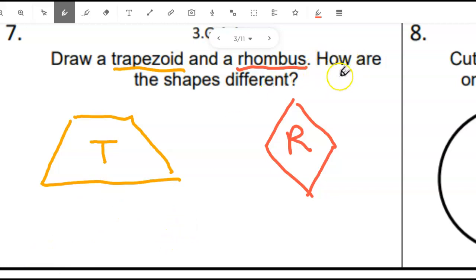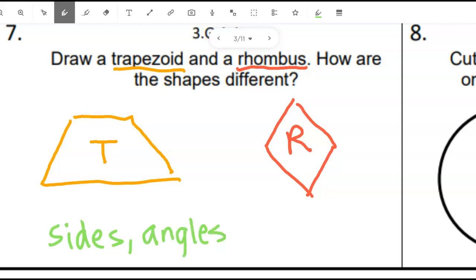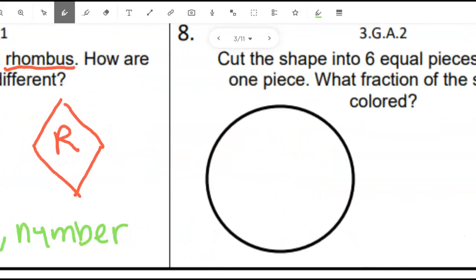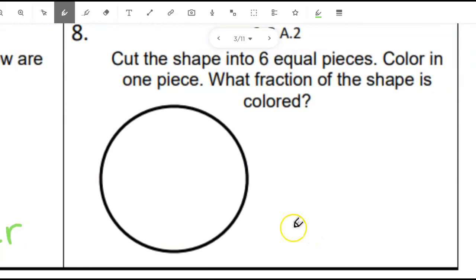Now I want you to answer, how are these shapes different? You can use words like sides. How are the sides different? How are the angles different? What about the number of sides? Describe how they are different, trapezoid and rhombus. Pause the video so you can finish that now.